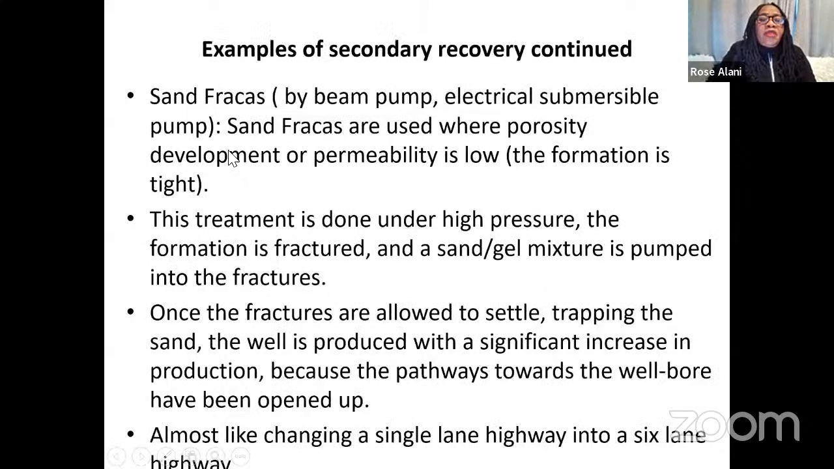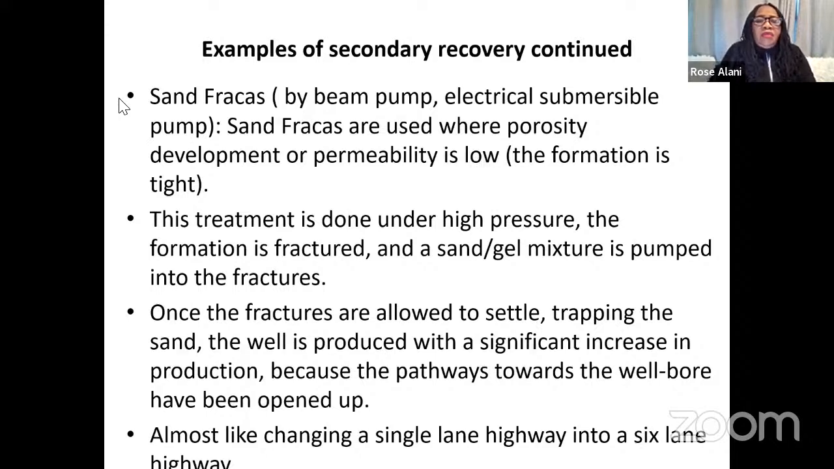And another example here is that of sand fracas. Sand fracas is used in this case, because sometimes the deposit where you have the oil is a bit tight. So sand fracas is used to force open, push and let the tight situation give way a bit.